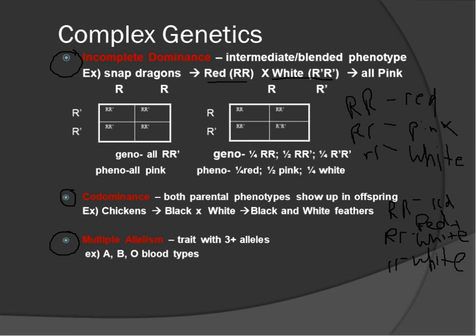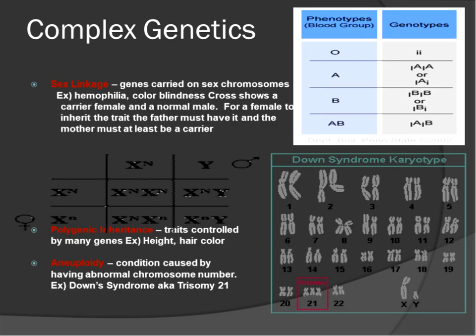This doesn't happen all the time, but if you ever see these words, incomplete means pink, or the blend in the middle, and codominance means they all show up in the heterozygous. So know about that. Multiple alleles just means instead of two alleles that we practice all the time, like big R, little r, blood types are multiple alleles. They have three: A, B, and O. So that's just an example of something with multiple alleles.